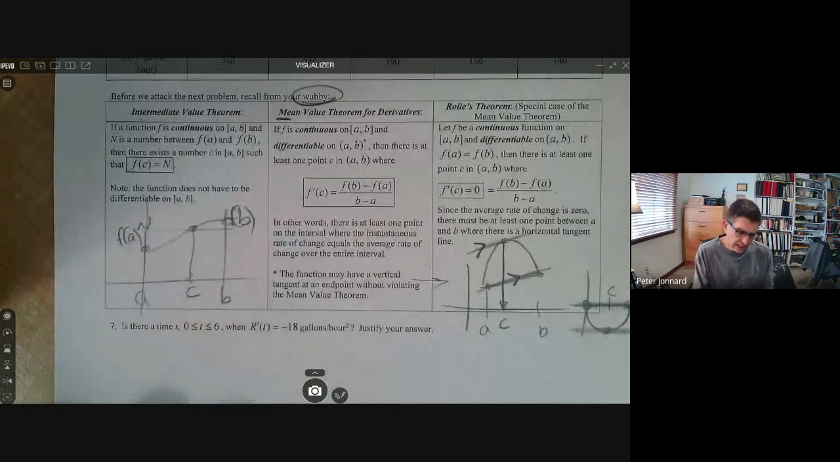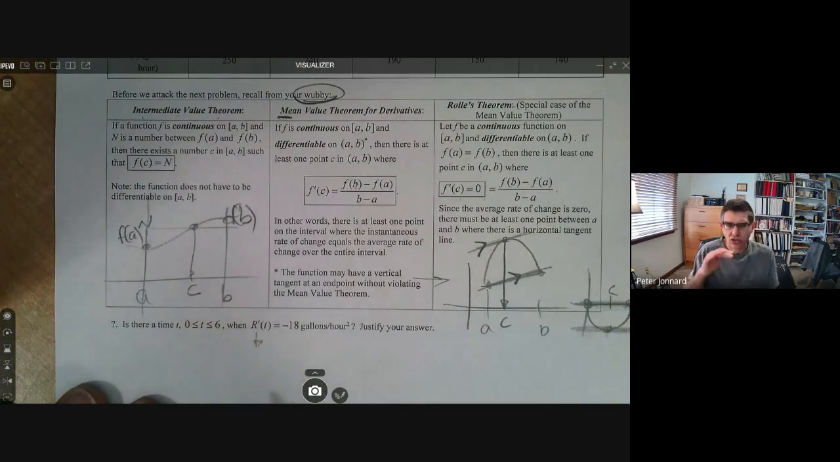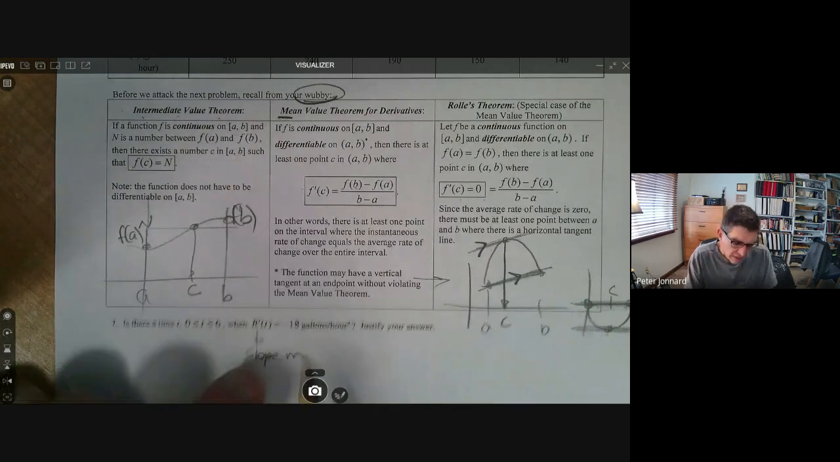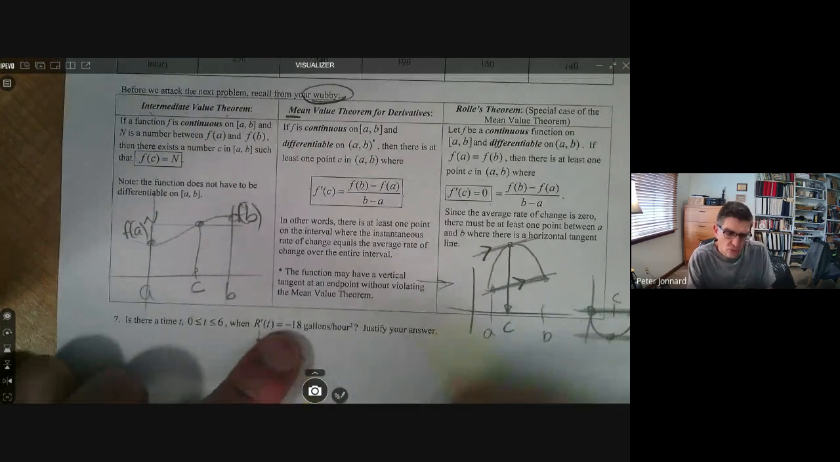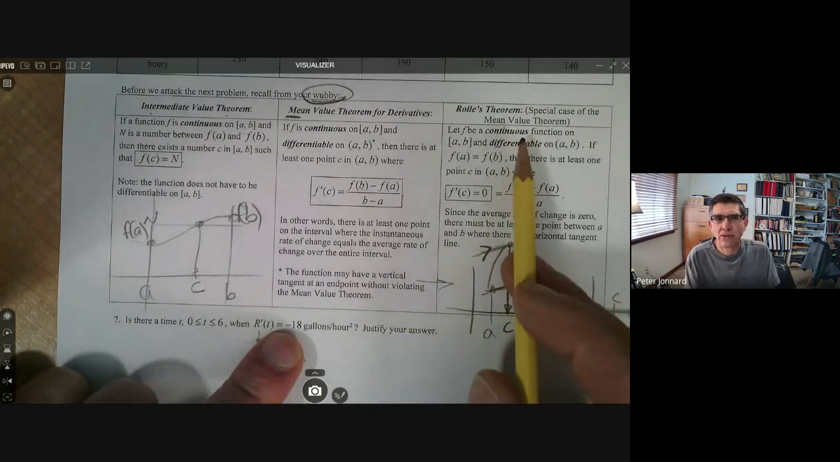Okay, so the first thing that I think of is it says r prime of t here, which tells me that we're talking about slope. This is the rate of change of something, and so right off the bat, I go to slope. And I think M, and I think this is going to be an instance of the mean value theorem. Because it doesn't equal 0, I'm just going to rule out it being Rolle's theorem.